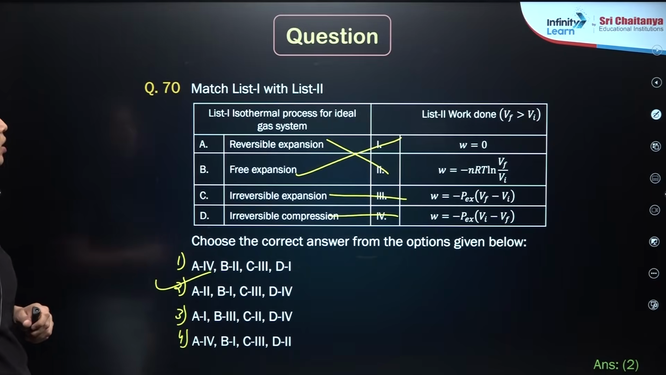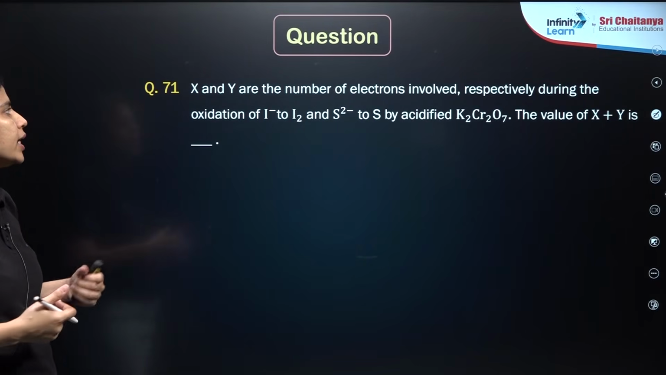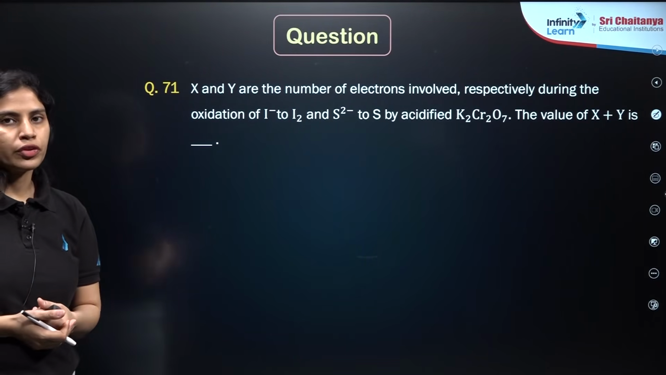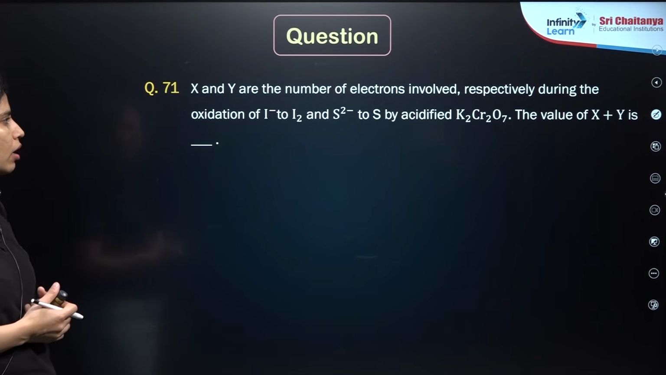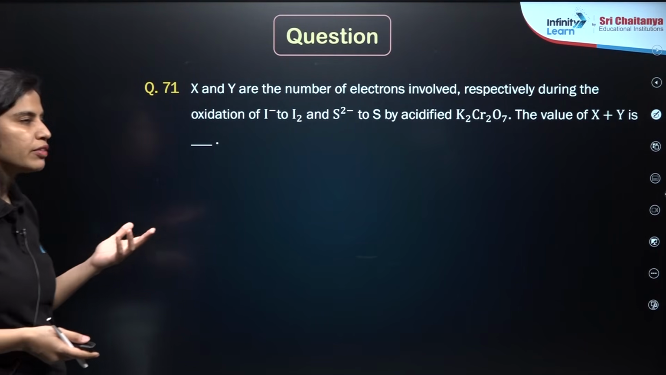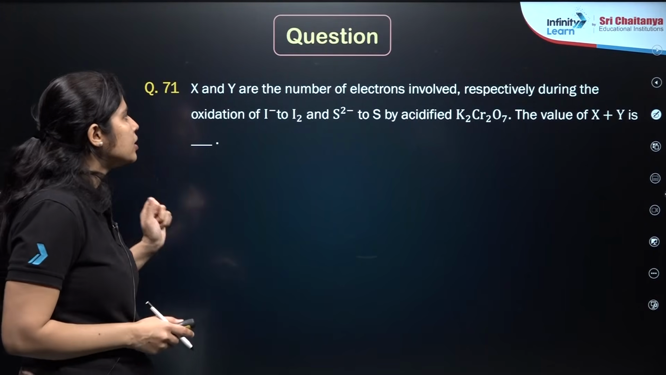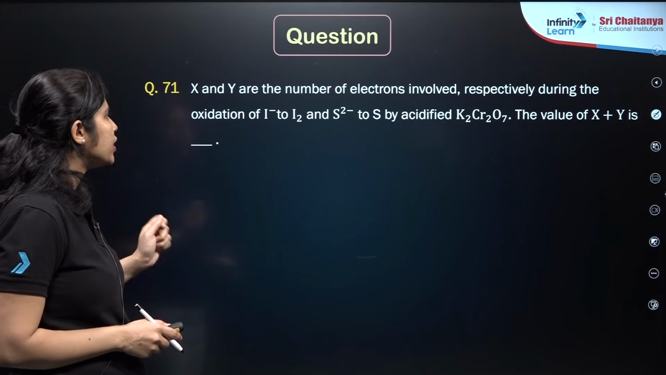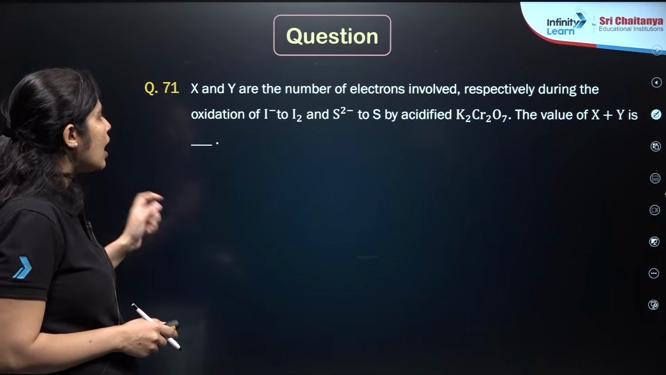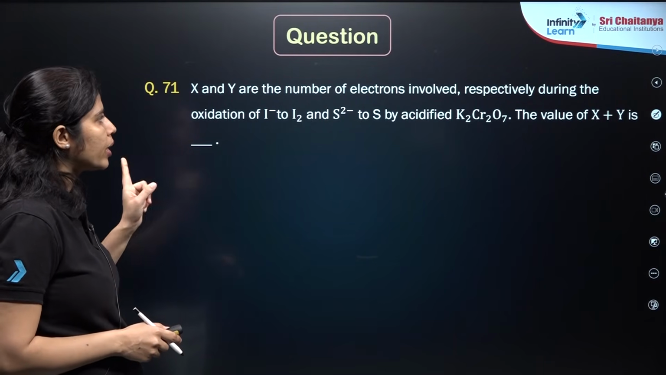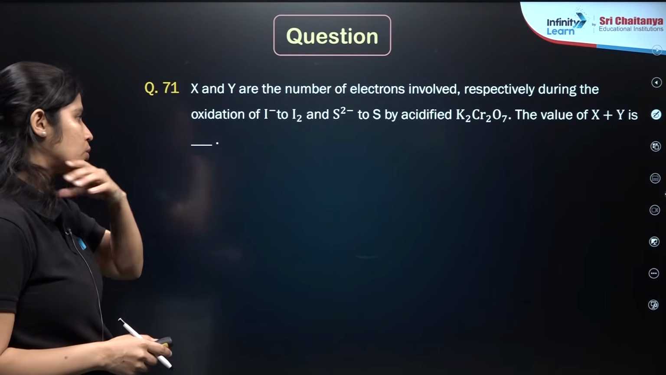Okay. Let's look at the next question. The next question that is given to us is coming from your redox reaction chapter. I think very few questions have come up, but then again, still a good one. X and Y are the number of electrons involved respectively during the oxidations of I minus to I2 and S2 minus to S, by acidified K2Cr2O7.